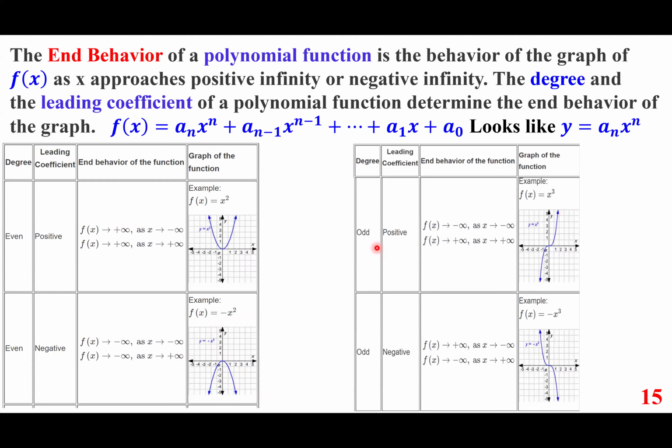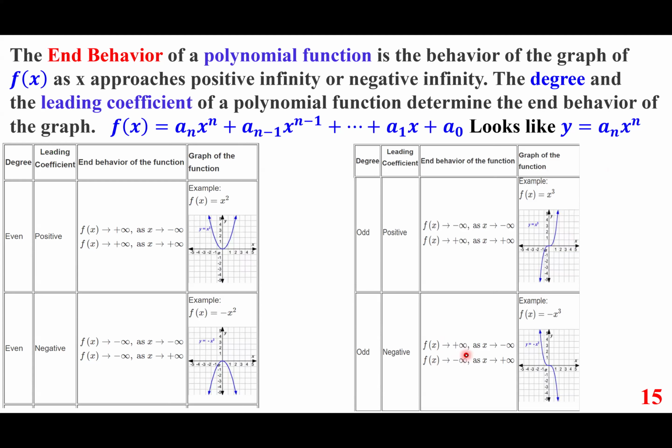If the degree is odd, then it depends on the leading coefficient being positive or negative. If it's positive, it looks like y, or f of x, equals x cubed, the first and the third quadrant. If the leading coefficient is negative, it looks like y equals minus x cubed, the second and the fourth quadrant. In the first case, when it's positive, when x goes to negative infinity, so does y. Remember, f of x is y. So that means negative infinity. This is the third quadrant. If x goes to positive infinity, y goes to positive infinity also, the first quadrant.